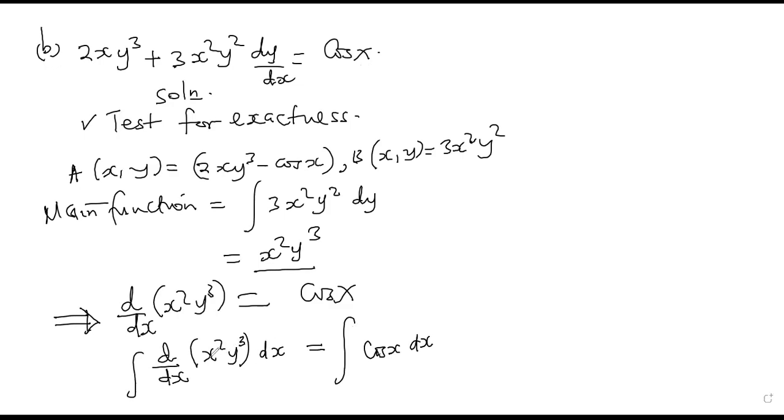So when you integrate the derivative, you get that very function. So we shall have x squared y cubed is equal to, when you integrate cos, you get sine. So it will be sine x plus a constant of integration. And that is the final answer.